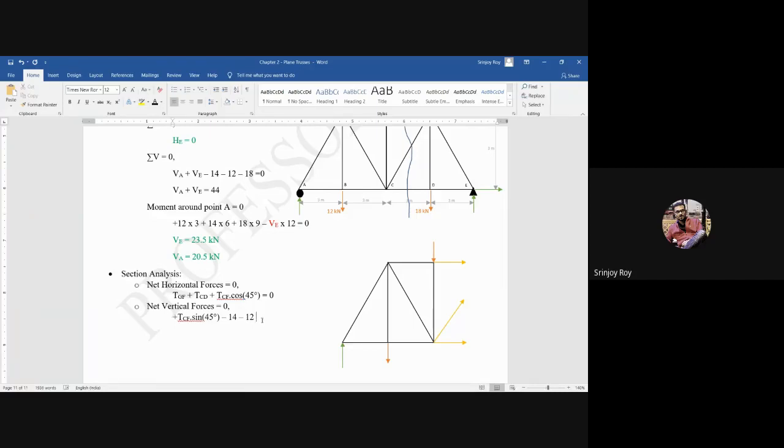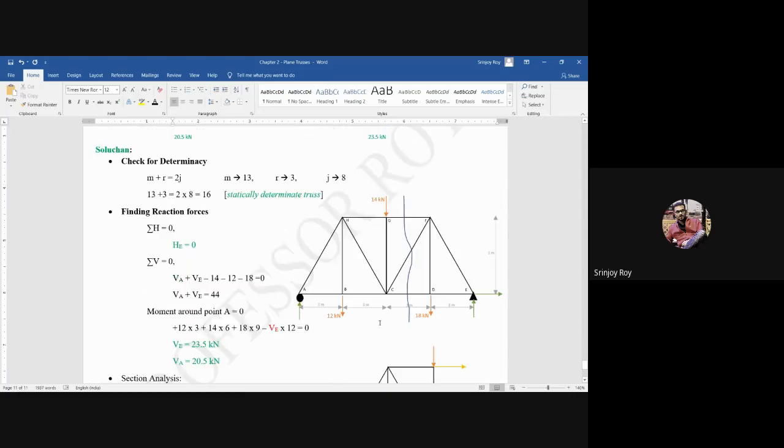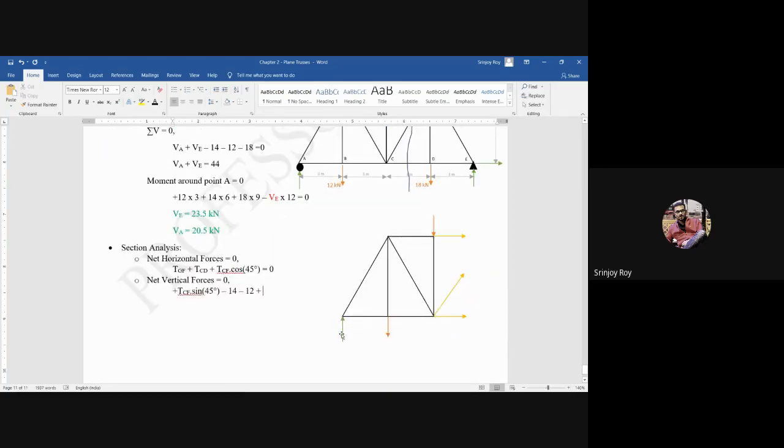One more is also there, which is the reaction force. Get the reaction force. The reaction force we already have. The green colored force. So how much is it? Isn't it 20.5? 20.5. Okay. So how much is TCF?